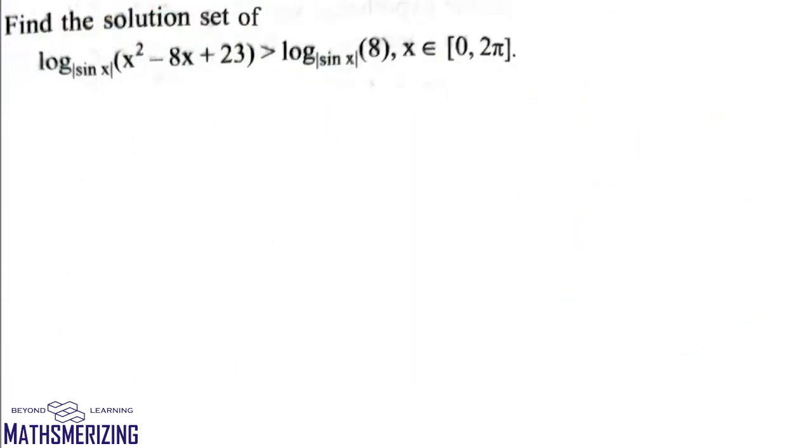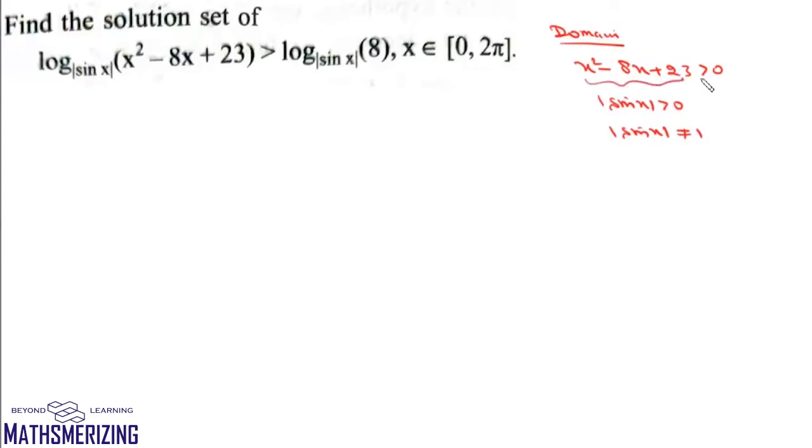Now here the question is, find the solution set of log of (x² − 8x + 23) to the base |sin x| is greater than log 8 to the base |sin x|. Now first we'll write the conditions of its domain. The conditions of domain are x² − 8x + 23 should be greater than 0, and |sin x| should be greater than 0, and |sin x| should not be 1.